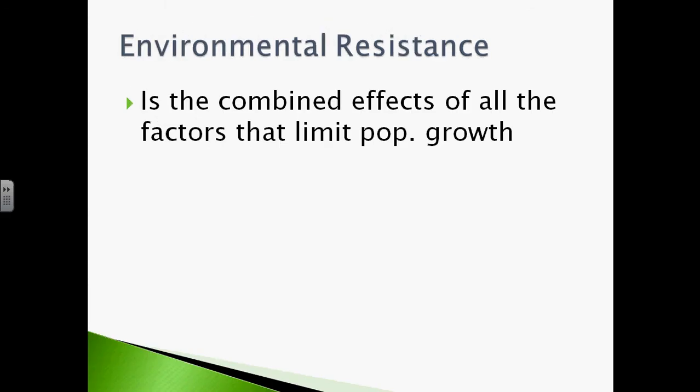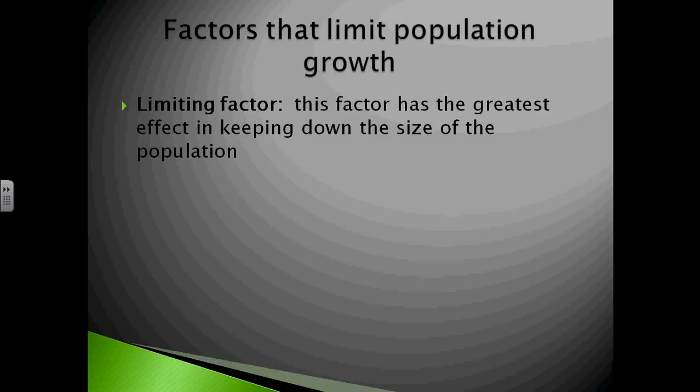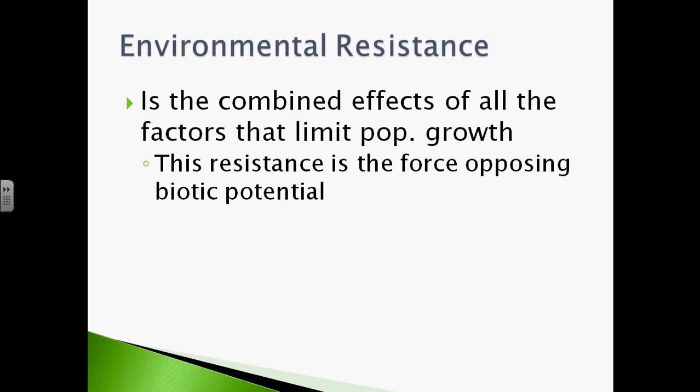Environmental resistance. Make sure you know this term as well. This is the combined effects of all the factors that limit population growth. This resistance is a force that opposes biotic potential. So make sure you go back on that. All those effects that limit population growth. Like I said, environmental resistance could be space. It could be competition for resources. It could be predator-prey relationships. Those are all examples of environmental resistance.